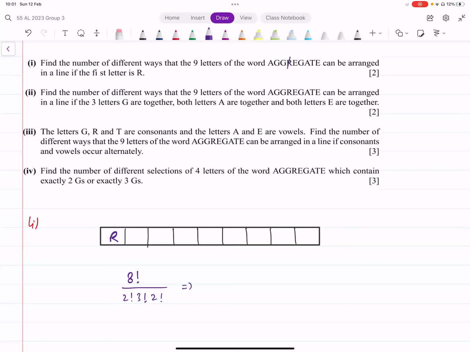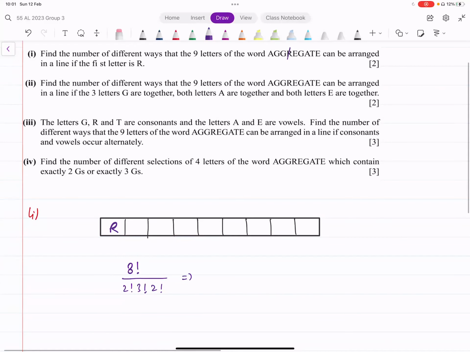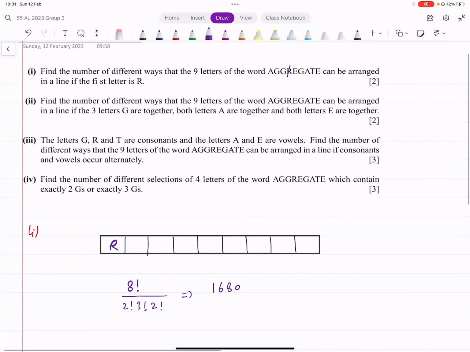Result. What's the answer? What do we get for this? It's 1680. 1680. This is what we get. All right, let's look at the next one now.